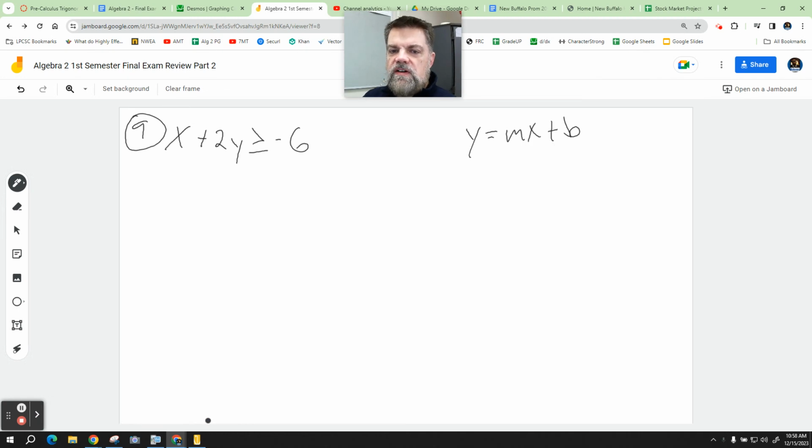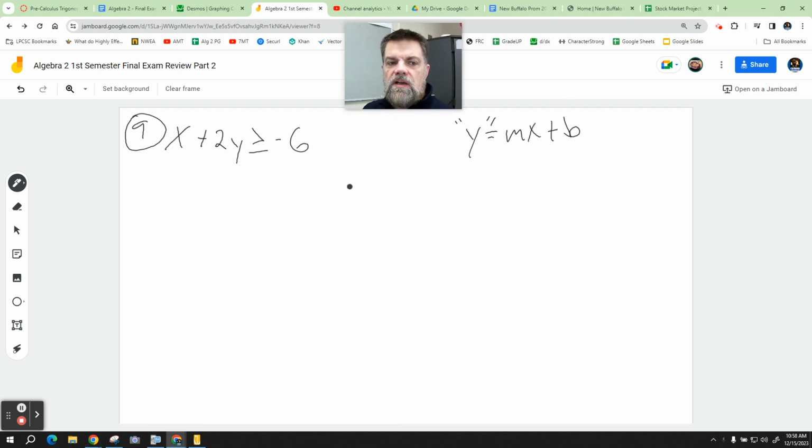So to make this look like y equals mx plus b, I just basically have to solve for y, right? So I'm going to minus x from both sides. Minus 1x, minus 1x. And I'm left with 2y equals negative x minus 6. Next, I'm going to divide everything by 2. Remember, when you multiply or divide, you have to do it to every term in the equation.